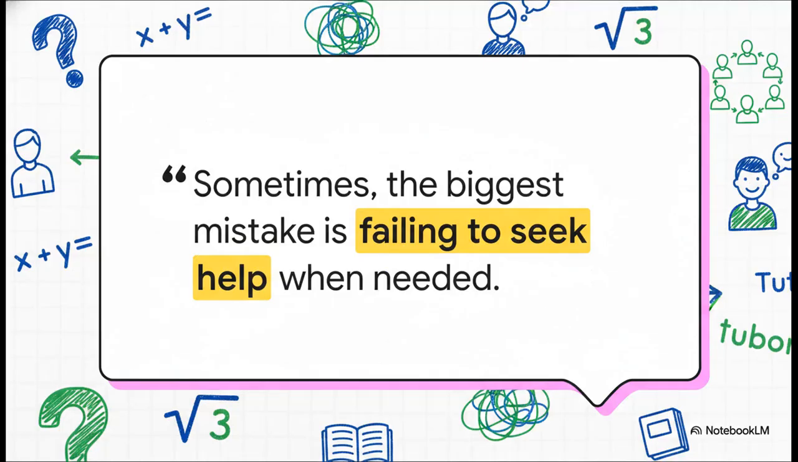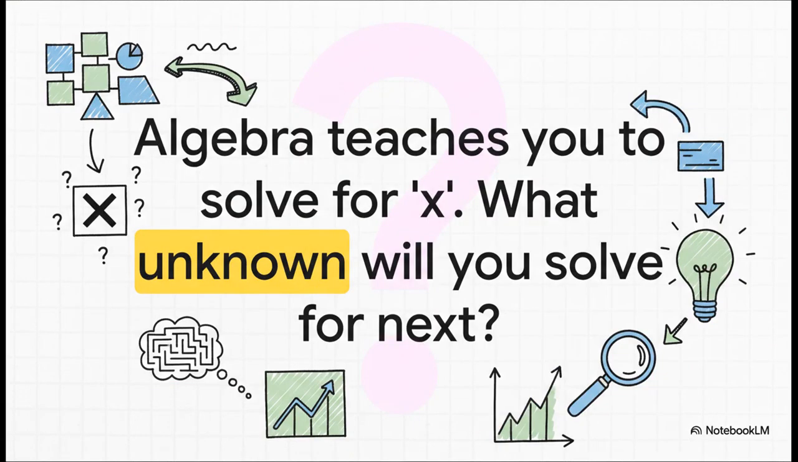And that brings us to our final point, and honestly, maybe the most important one. Look, algebra can be tough. It is 100% okay to get stuck. The biggest mistake you can make isn't getting an answer wrong, it's being afraid to ask for help when you need it. At the end of the day, Algebra 1 is about more than just numbers. It teaches you a whole new way to think, a system for taking a confusing problem with some big unknowns and finding a solution, step by logical step. So I'll leave you with this. What other unknowns are out there waiting for you to solve them?